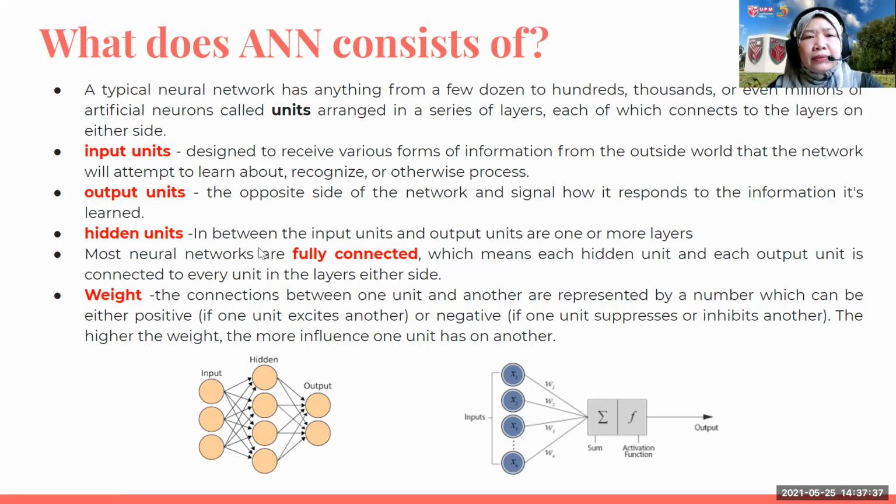The hidden unit is between the input and the output. What you see here is a very simple one. Sometimes it can have one layer, so this is single layer, double layer, third layer, fourth layer, and many more layers. One layer can have 4 neurons, or maybe 3 neurons, 2 neurons, or even 1 neuron, which we call a single perceptron. Most neural networks are fully connected.